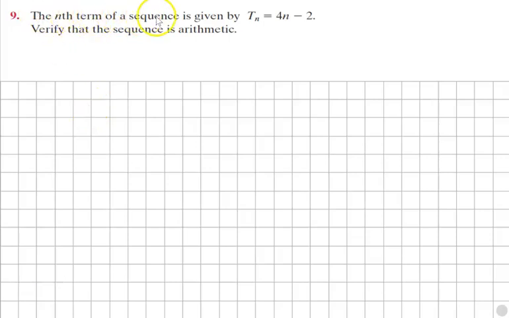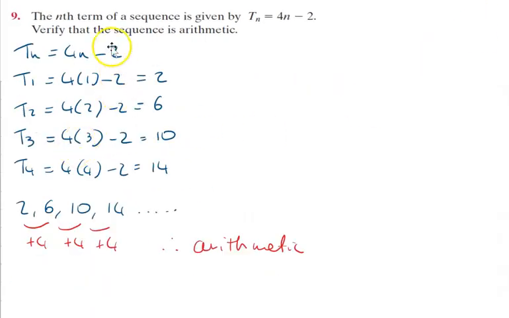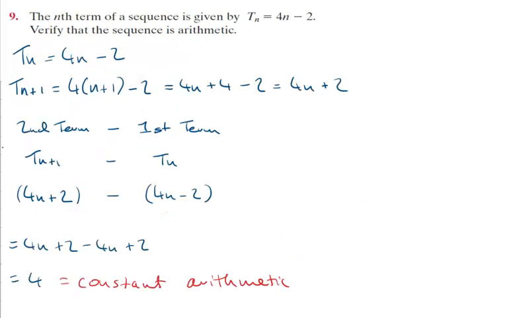The nth term of a sequence is given by Tn equals 4n minus 2. Verify that the sequence is arithmetic. So there's two ways of doing this. So I personally think this is the easier way. I'll talk through that in a second. And then this is the algebraic way.